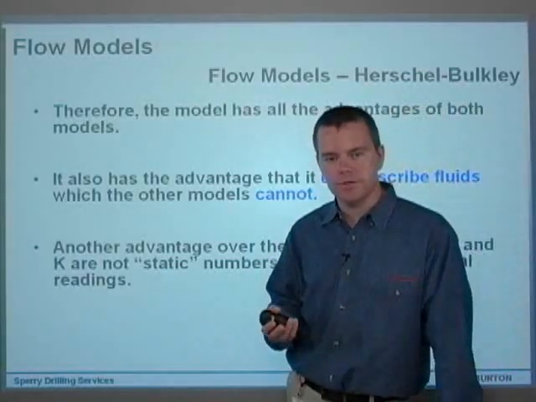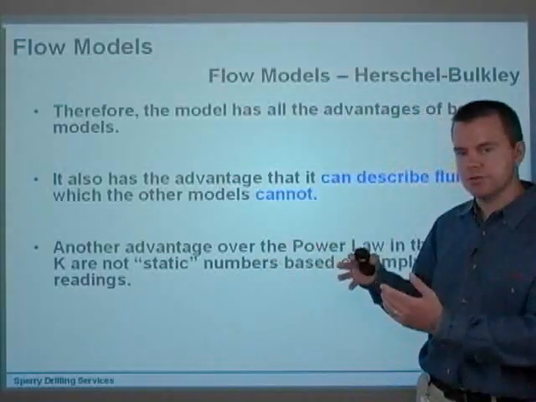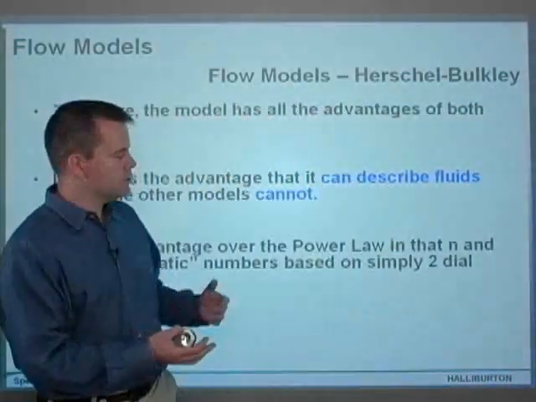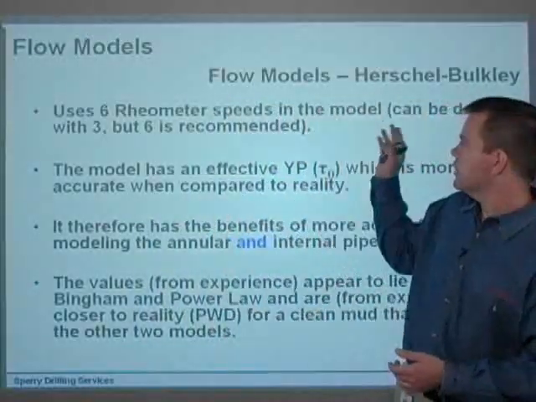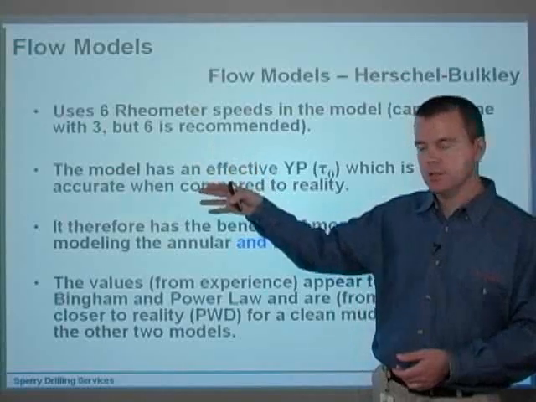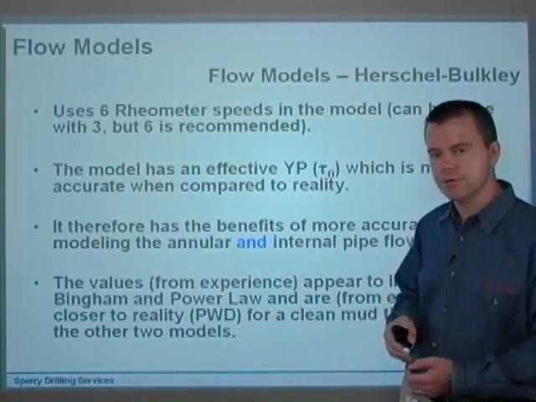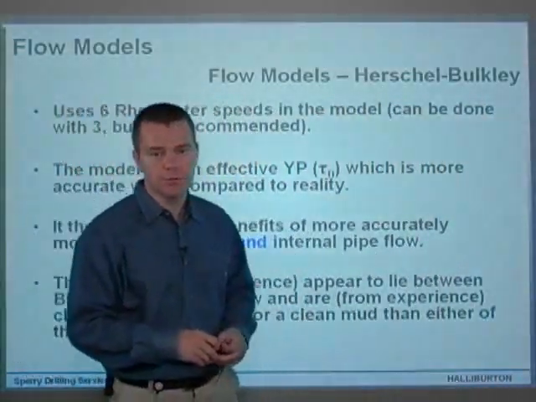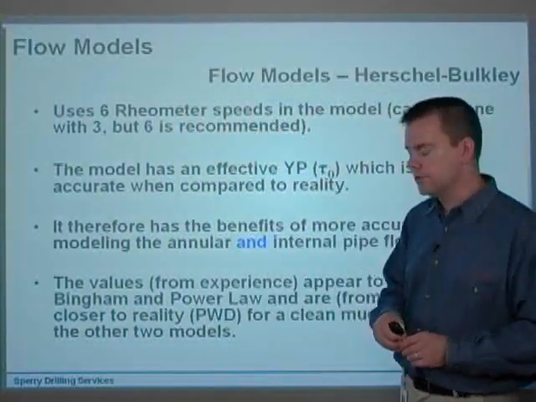And another advantage over the power law is that n and k aren't actually just static numbers based on the 300 and the 600 dial readings. They're actually based on 6 rheometer speeds. It can actually be done with 3 rheometer speeds. You can reduce it and just actually use 3 speeds from the rheometer, but you're actually recommended to use all 6 rheometer speeds that you can get on a mud report these days. On most mud reports everywhere in the world, you should be able to get 6 rheometer speeds and put them into your Herschel-Bulkley model.